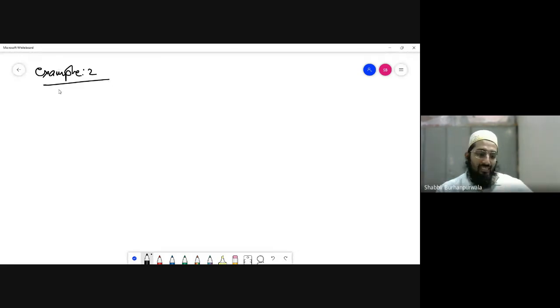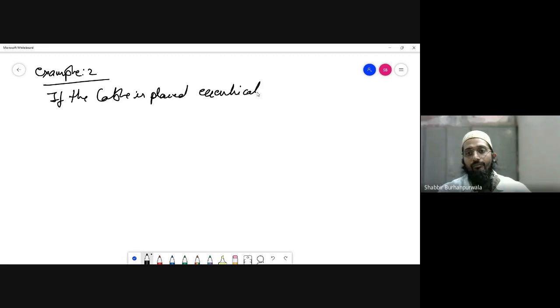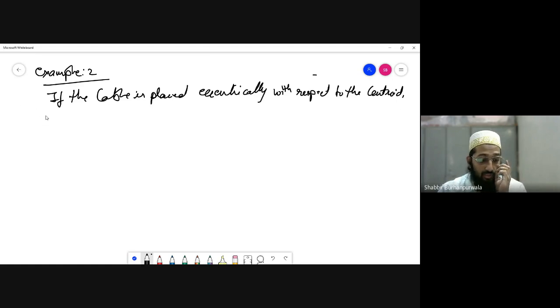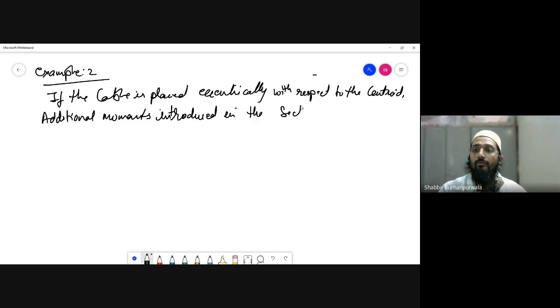If the cable is placed eccentrically with respect to the centroid, additional moments are introduced in the section. Now what does this mean? Try to understand what does this mean.